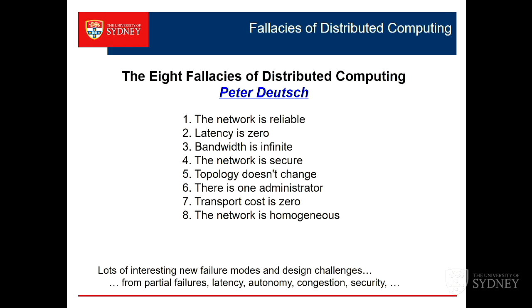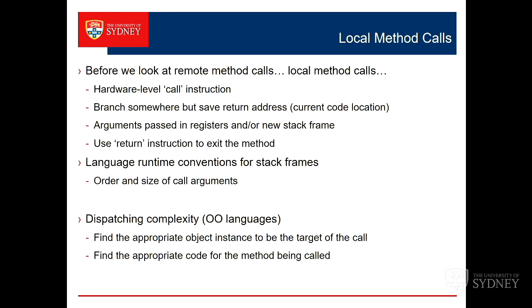So those eight fallacies, which were written down probably in the 80s, perhaps the 90s, are as true today as they were then. But people say, distributed computing, we'll make it look like local computing. Yes, except for these interesting little problems. We're going to look at what it means to do a remote method call, and when I say method call, it means procedure, etc. They're all basically the same.